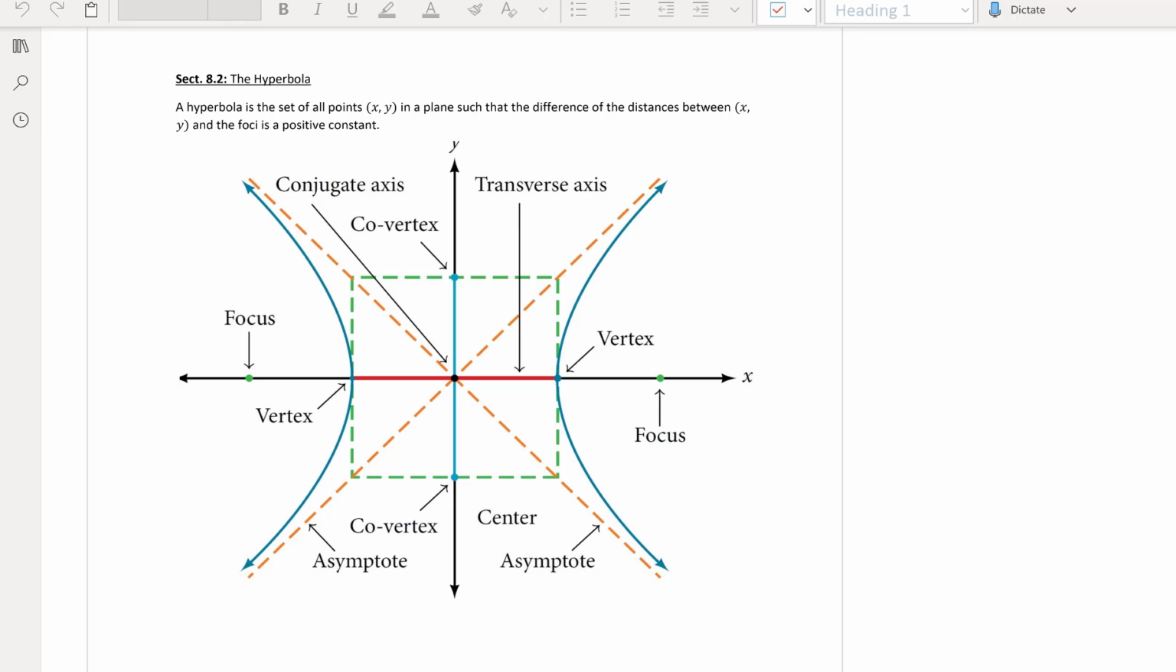We talked about the ellipse and the circle in 8.1, and now in 8.2, we'll be talking about the hyperbola. A hyperbola is the set of all points x, y in a plane such that the difference of the distances between x, y and the foci is a positive constant.